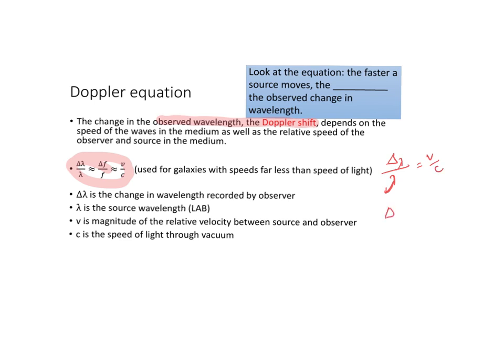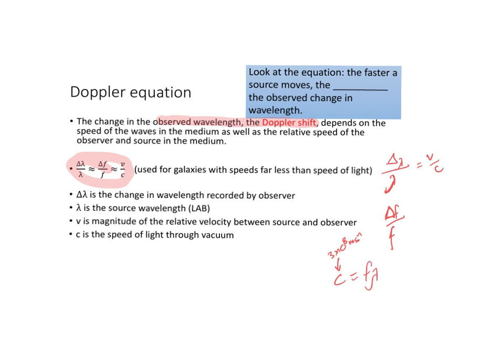Or you can use the frequencies instead: the change in the observed and measured frequency divided by the frequency of the source, which is the one that we already know from the lab. Remember that you can always calculate the frequency or wavelength since you already know the speed, which is 3 times 10 to the 8 in this case. It could be used for some other things too, but we'll talk about that if we have enough time at the end of the course.